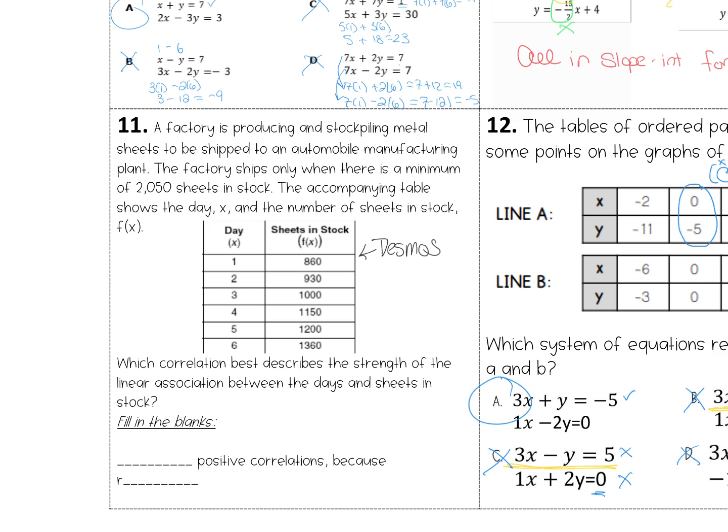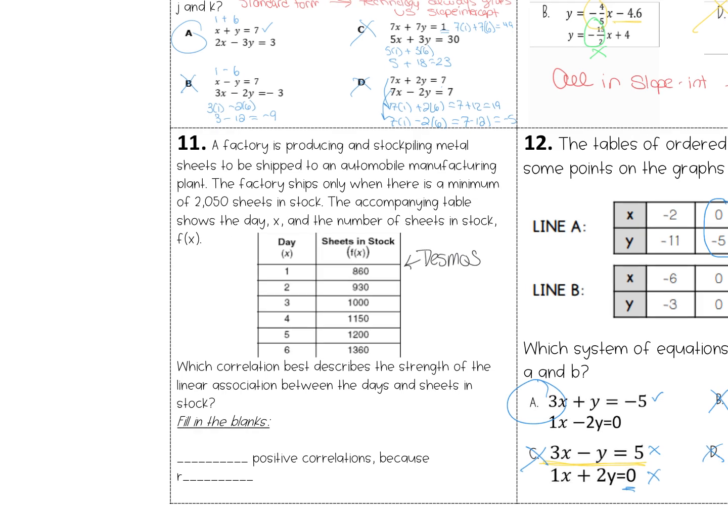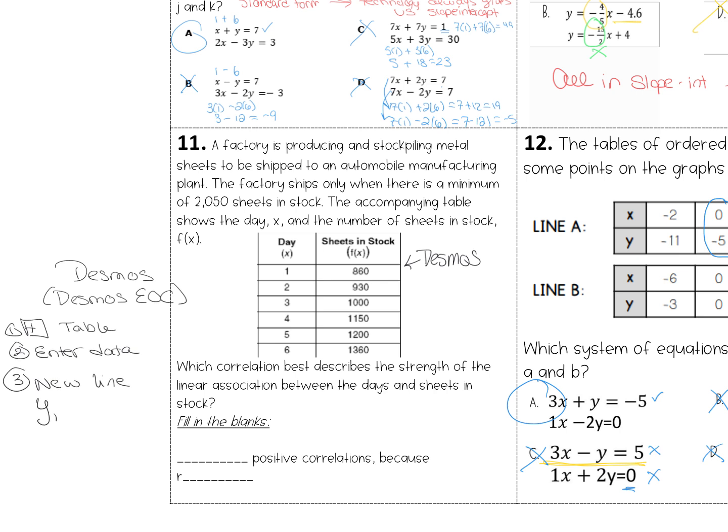And I'm going to write the steps down for you one time. So when you're in Desmos, make sure you do Desmos EOC and you have that green bar. Once you open it, you hit the plus sign in the top corner and you're going to pick a table. Step 2 is to enter your data. Step 3 is in a new line. You're going to type that Y1 squiggly x1 plus b, and then a hint.